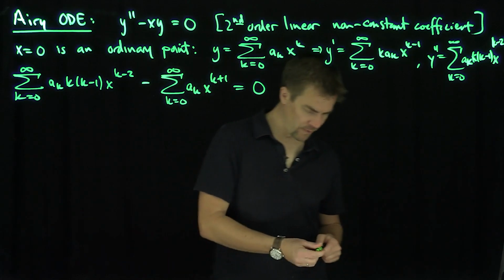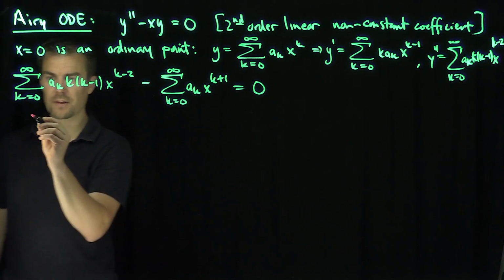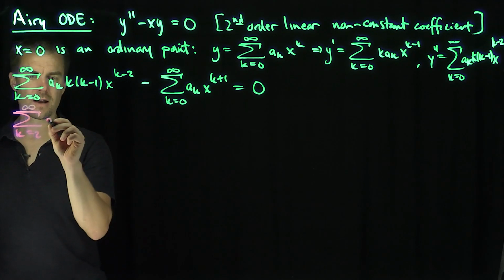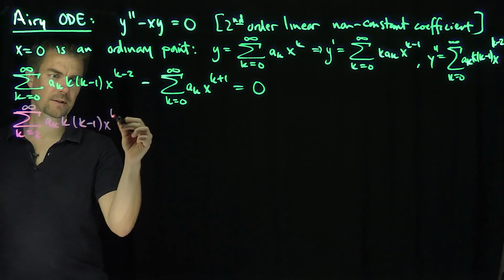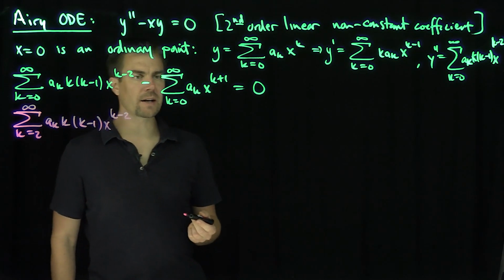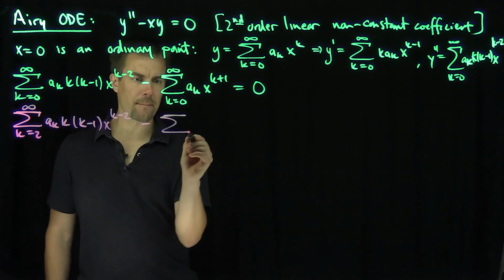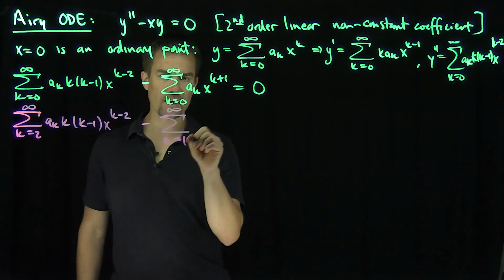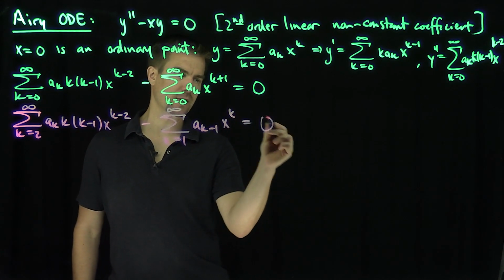The first thing we do is recognize that when k is equal to 0 or k is equal to 1, there's nothing there. So this sum is really just the sum, k goes from 2 to infinity of a_k k(k minus 1) x to the k minus 2. Things start at 2 in this sum. And then over here, I'm going to subtract to get things back down to x. So this is the sum, k goes from 1 to infinity, and I add 1 here, so I have to subtract 1 here, a_(k minus 1) x to the k, and that's equal to 0.